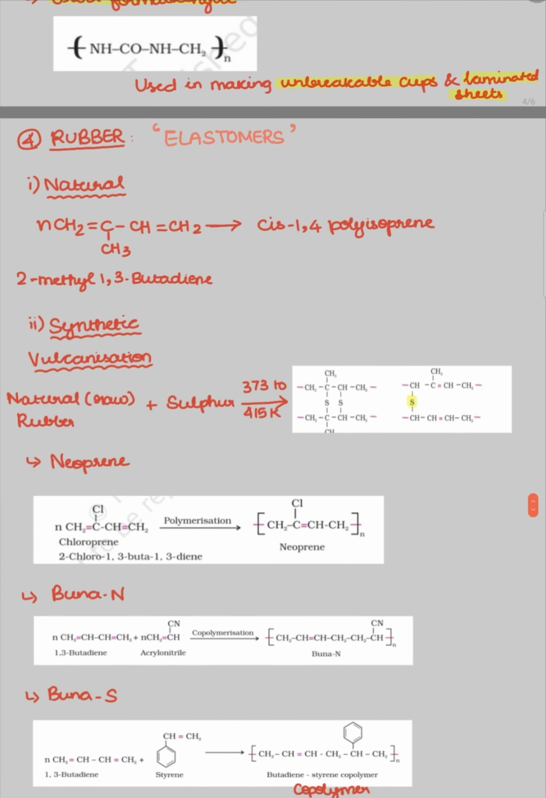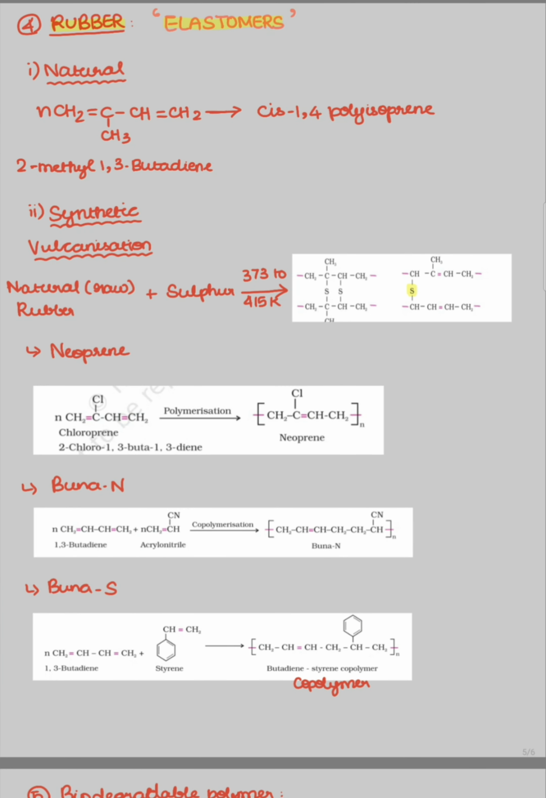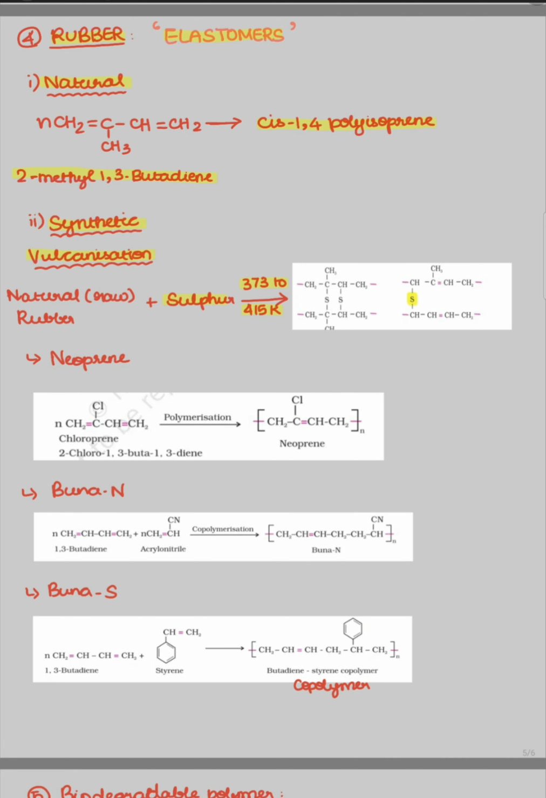Next we come to rubbers. Rubbers are elastomers. Rubber can be natural or synthetic. Natural rubber is obtained by polymerization of 2-methyl-1,3-butadiene, which gives cis-1,4-polyisoprene. It is a natural rubber. Next is synthetic rubber. Synthetic rubber is obtained by a process called vulcanization. In vulcanization, a raw or natural rubber is heated with sulfur at 373 to 415 Kelvin, which forms sulfur crosslinks. So this rubber, which is formed by vulcanization, can be stretched to double its length, and can also be retained to its own length under suitable condition.